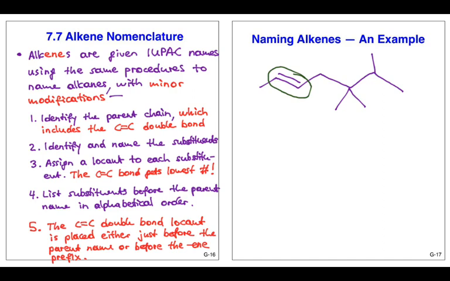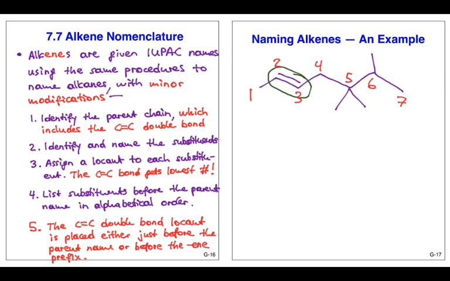So this means that in this case we have to number the chain from left to right. So now we are done with the numbering, and we immediately see that our parent chain is a heptane. So we would be calling it a heptene, or a 2-heptene.